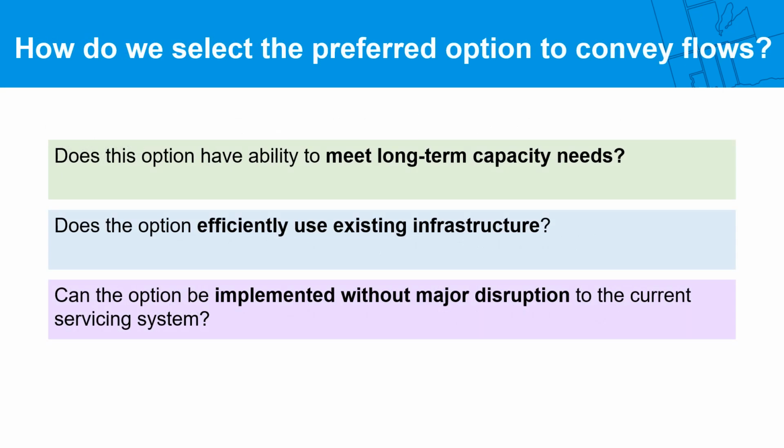To select the preferred treatment option, we need to consider a few criteria. 1. Does the option allow meeting the long-term capacity needs? 2. Does the option efficiently use existing infrastructure? 3. Can the servicing strategy be implemented without major disruption to current sanitary sewage servicing? If the answer to any of these questions is no, then the alternative is considered inadequate and is eliminated. We have three different options to address the first question.